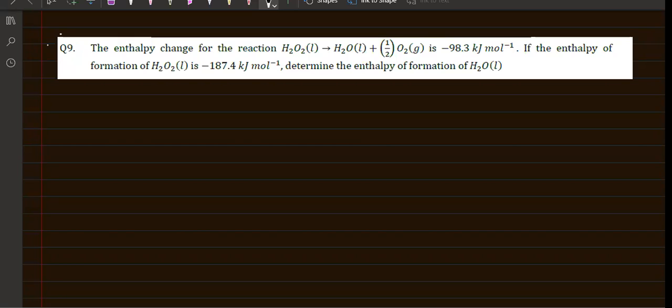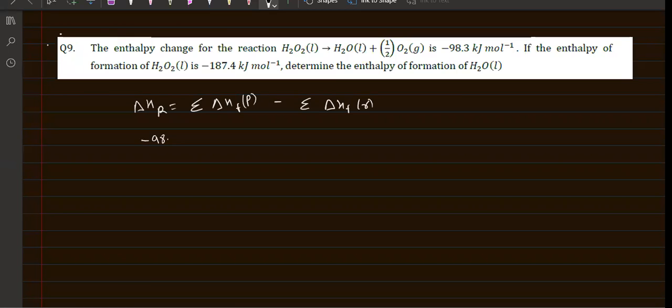The enthalpy of formation of H2O2 is this. It's quite an easy problem, right? It is Hess law. I hope all of you remember this. Enthalpy of formation of H2O2 is given. So we know that delta H of a reaction is equal to summation of delta H formation of product minus summation of delta H formation of reactant. Yes or no? Tell me. Now delta H of reaction is already given, which is minus 98.3.